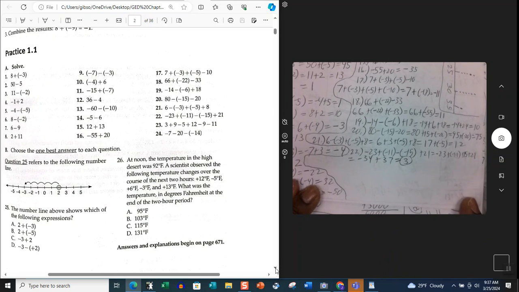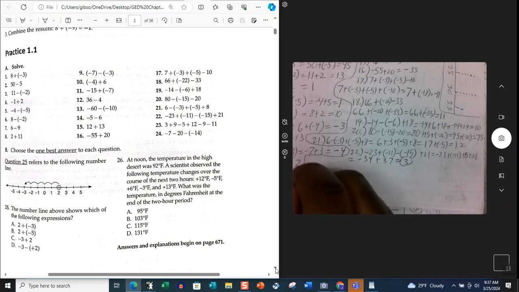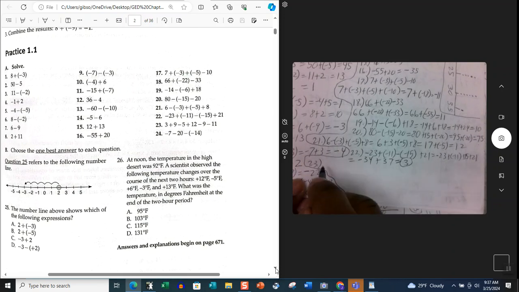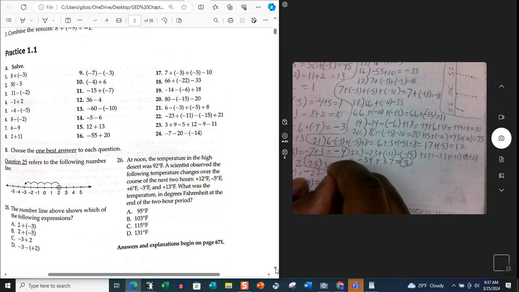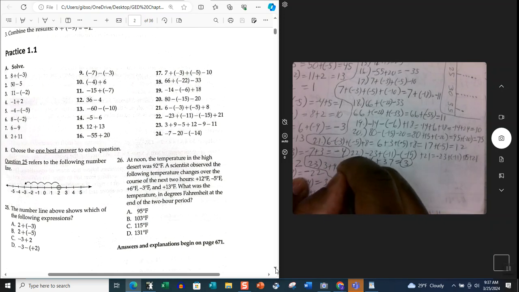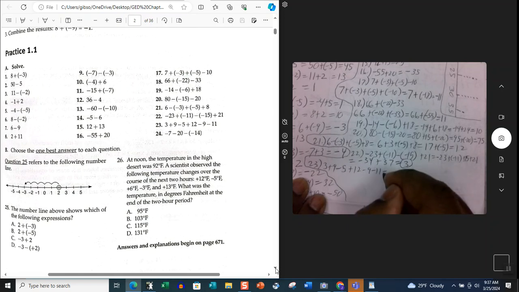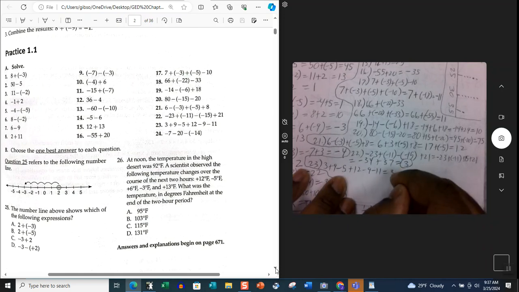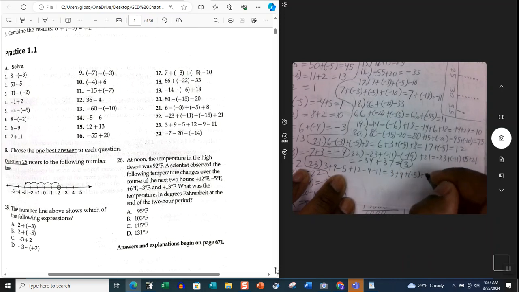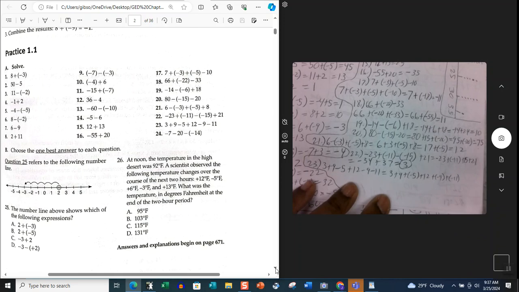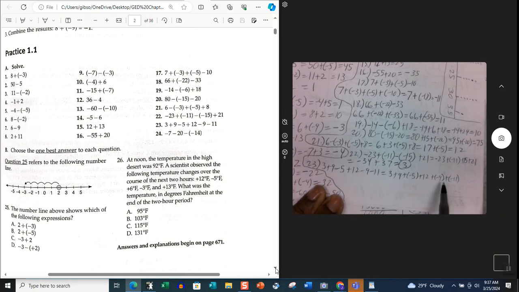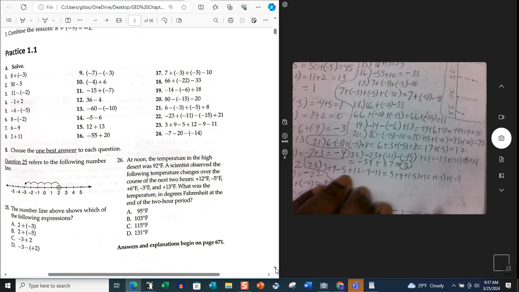All right, now for problem 23. So problem 23, we had 3 plus 9 minus 5 plus 12 minus 9 minus 11. So what we would do is change these signs. So we had 3 plus 9 plus a negative 5 plus 12 plus a negative 9 plus a negative 11. Now we will combine all of the values that have the same sign.